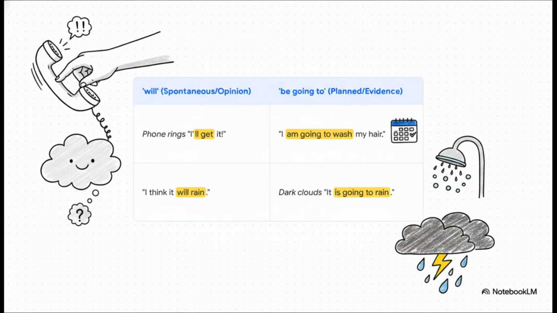Let's see this in action, because examples make everything clearer. The phone rings. You say, I'll get it. That's spontaneous. You use will. But saying, I am going to wash my hair after dinner, well, that's a plan you made earlier.